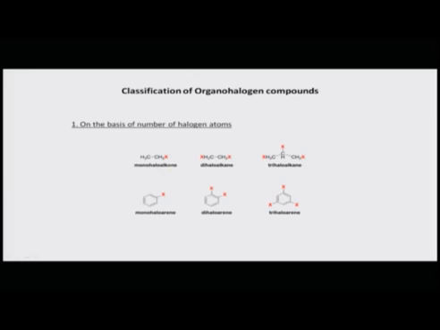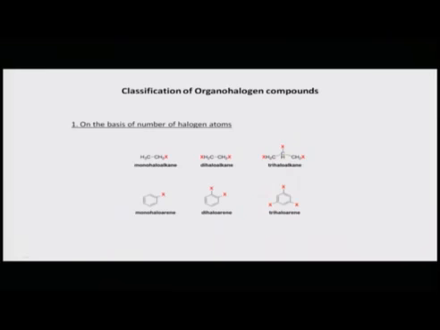So this is a monohaloalkane, 1 halogen atom is attached to it, and the second one is a dihaloalkane. I have put 1 halogen atom each on the 2 carbon atoms of ethane. So this is a dihaloalkane. They are normally called di plus the name of the halogen atom and then the alkane that it corresponds to.